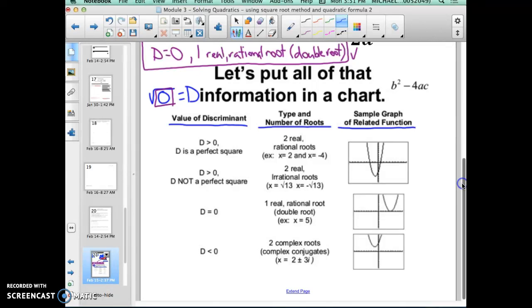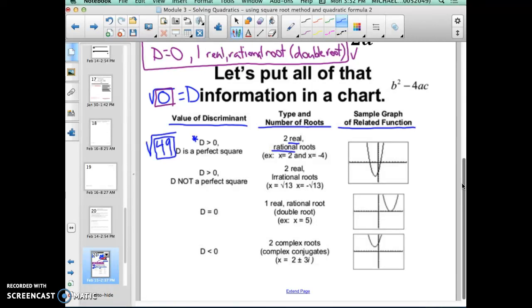You might arrive at a discriminant that's greater than 0. So if the value of the discriminant is greater than 0, for example, you might have underneath the radical, when you simplify it, the square root of 49. So this discriminant, 49, is greater than 0 and it's a perfect square, meaning that you can take the square root and get a whole number there. You can automatically go to the type and number of roots. You will have two real rational roots. Example, eventually you could get x equals 2 and x equals -4.